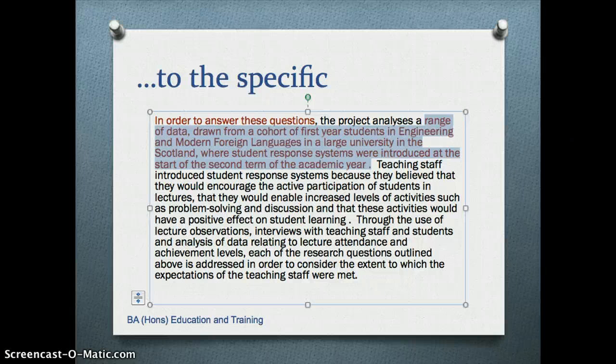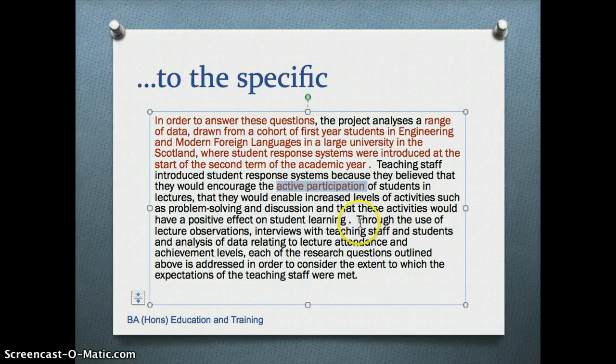Further on down, we find out that the students were introduced to these response systems because the teaching staff believed they would encourage the active participation of students. So here's that specific thing, the kind of hypothesis, if you like, of what the people doing the research expected to be the result of the project.